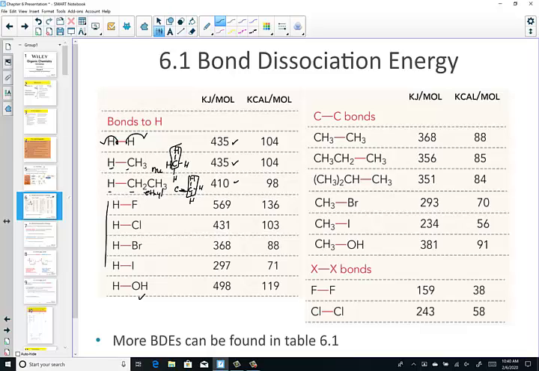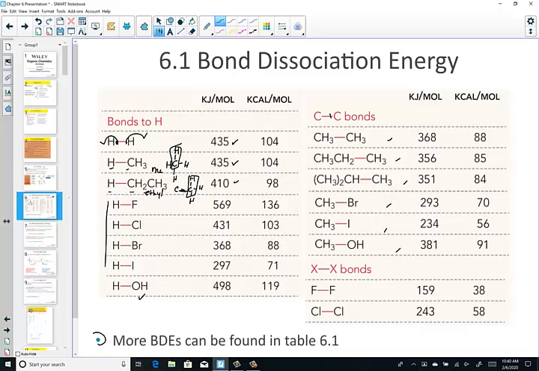Some other examples, breaking carbon to carbon bonds. You can see ethane, propane, butane. Here we have methyl bromide, methyl iodide, methanol. Here's that OH for the alcohol. And here's a list of just halogens, the diatomic molecules of fluorine and chlorine.